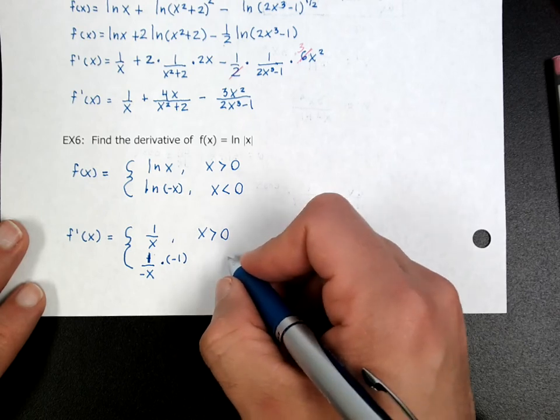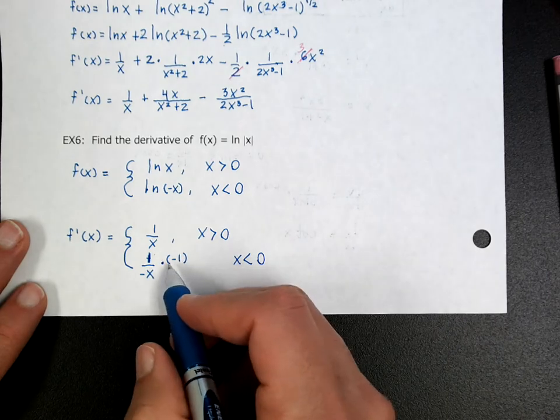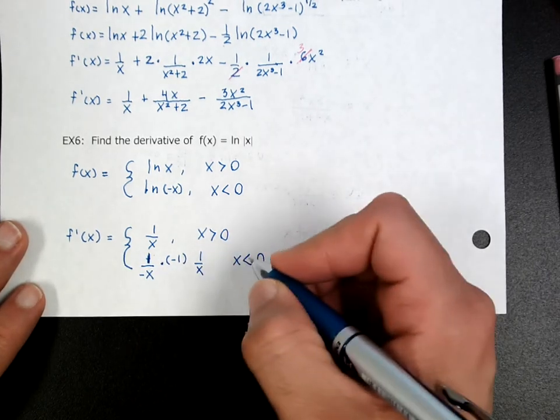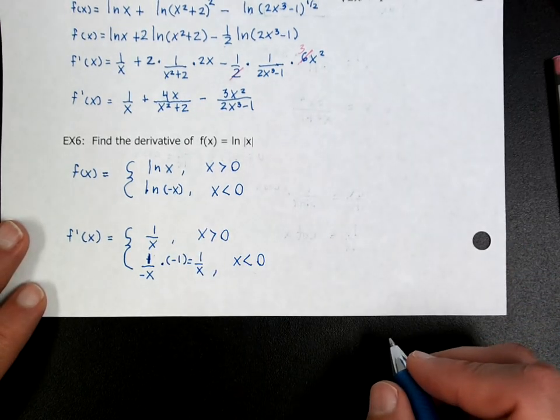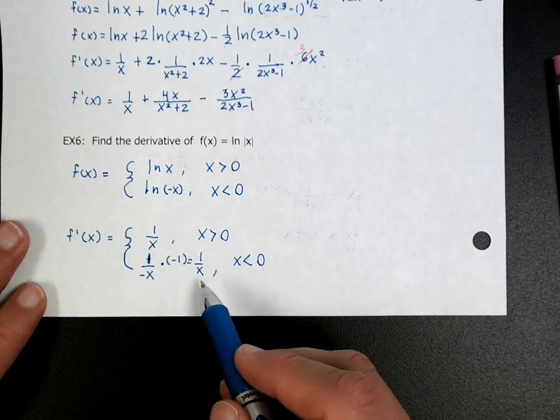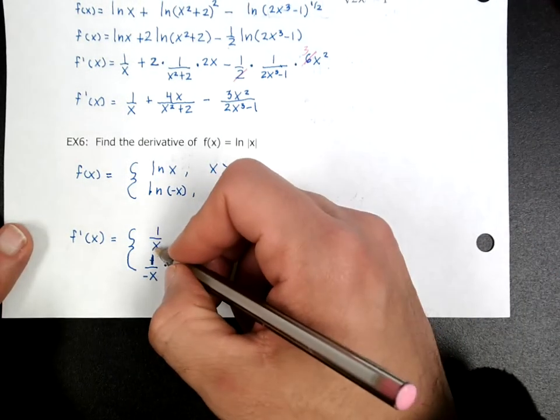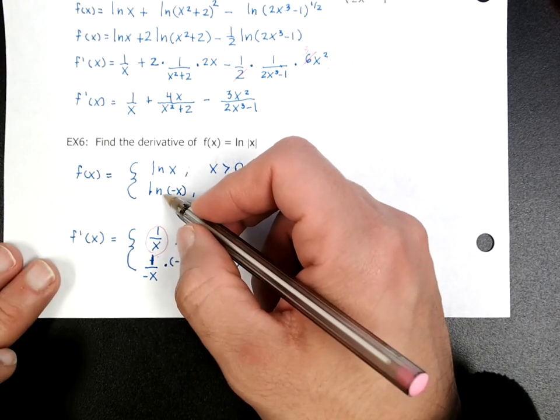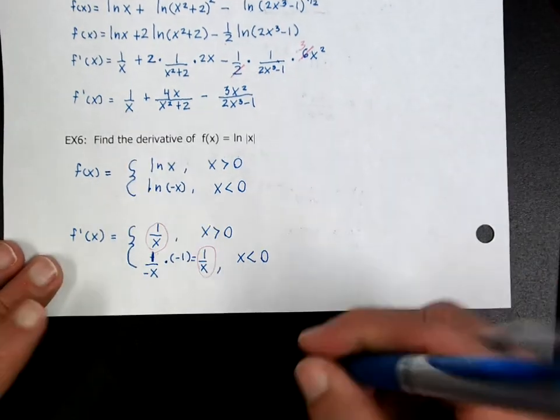if x is less than 0. However, notice that this would be a negative times a negative, so you still get 1 over x. So regardless, this is equal to 1 over x. So that doesn't really change. Notice that this and this are the same. There's no difference. Because if you take the derivative of natural log of x, you get 1 over x, and if you take the derivative of natural log of negative x, you still get 1 over x, because of that reason alone.